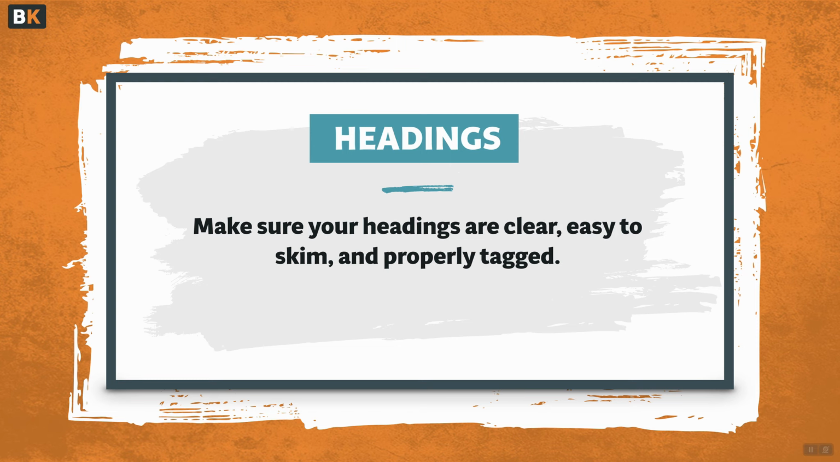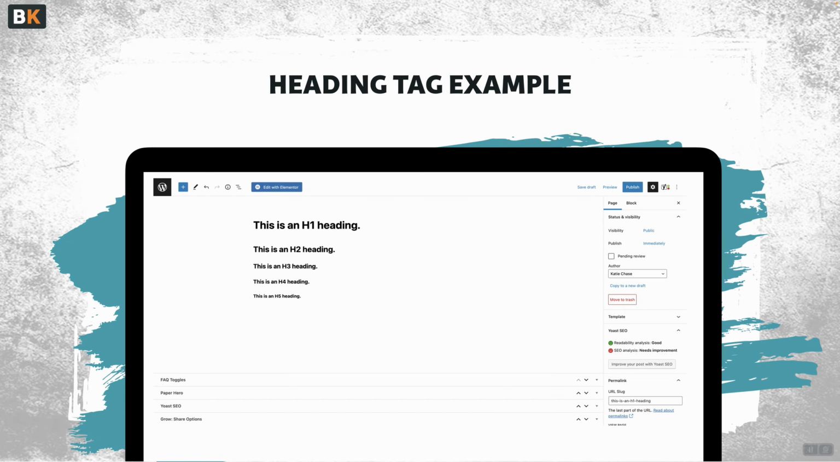Make sure your headings are clear, easy to skim, and properly tagged. Okay, utilizing headings doesn't just break up your copy and make it more easy to read. It also helps the visually impaired user navigate your content as screen readers identify headers. So just like most word processing tools like Google Docs and Word allow you to add different heading sizes to your documents, so does your website. So here's an example.